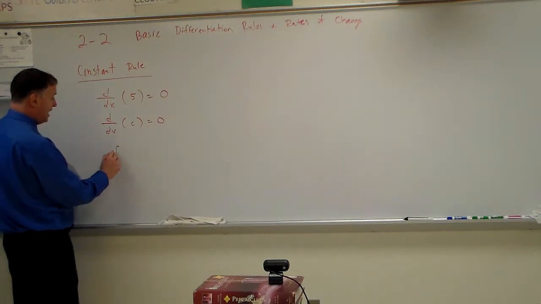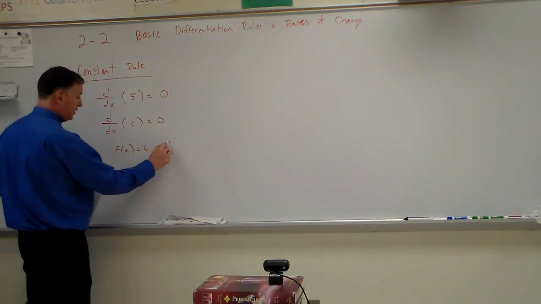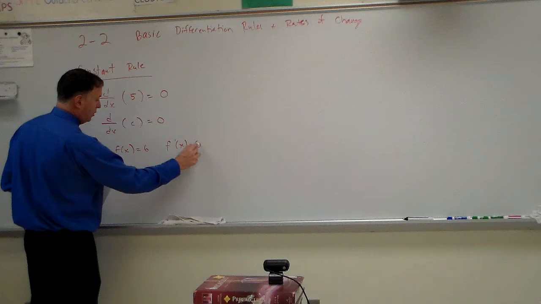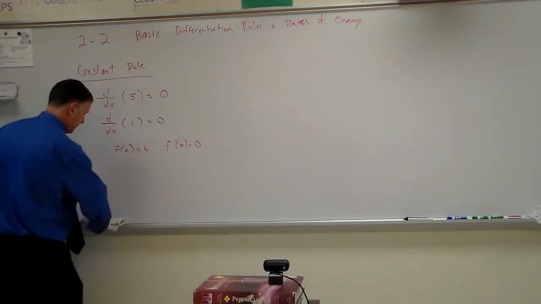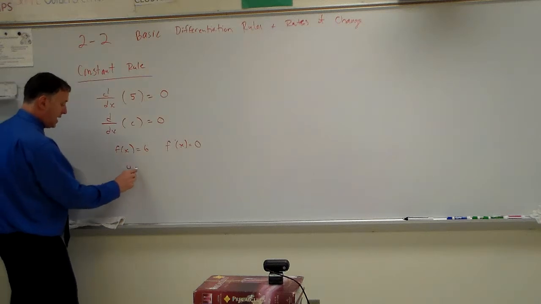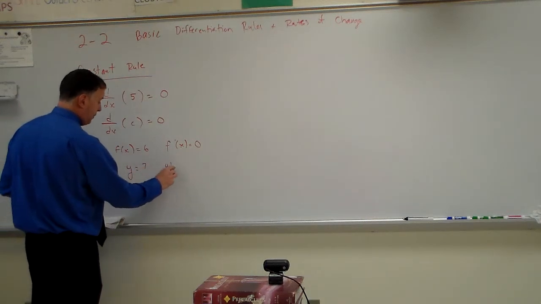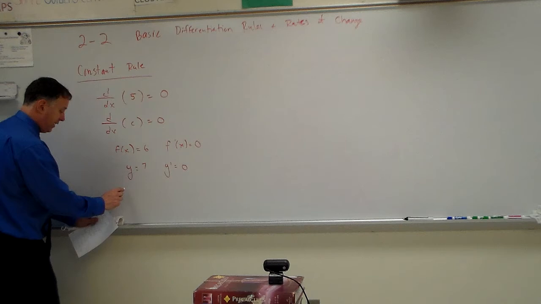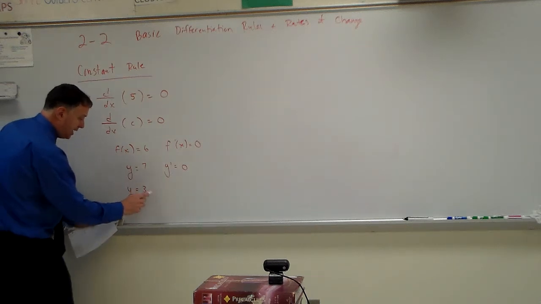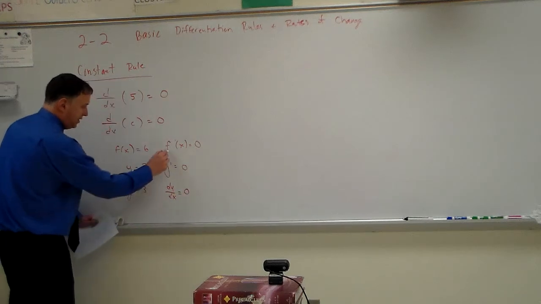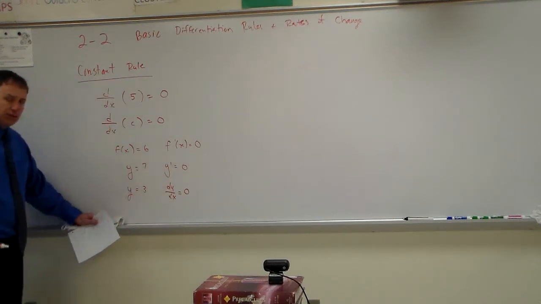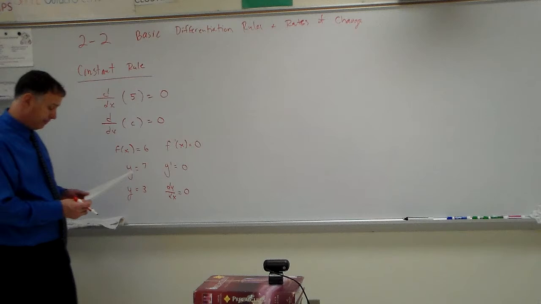So if I said f of x equals 6, then f prime of x would be 0. If I said, let's use some other notation, if I said that y equals 7, then y prime equals 0. If I said that y equals 3, then dy dx equals 0. This, again, is just notation for the derivative.